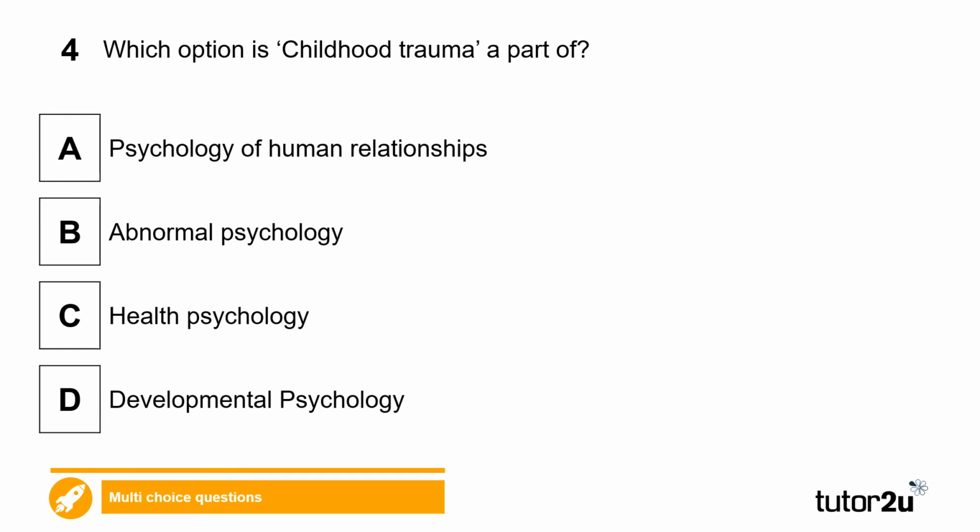Which option is childhood trauma a part of? A. Psychology of human relationships, B. Abnormal psychology, C. Health psychology, or D. Developmental psychology? Childhood trauma is a part of the developmental psychology option.